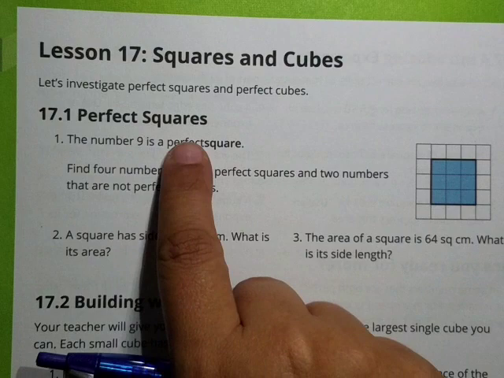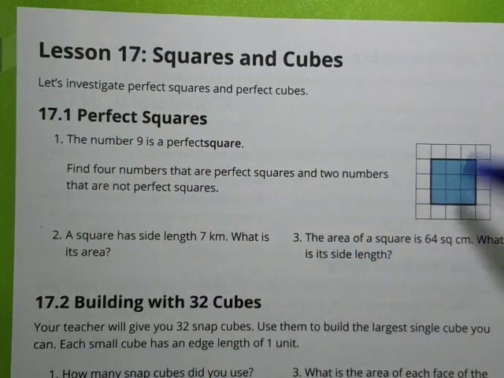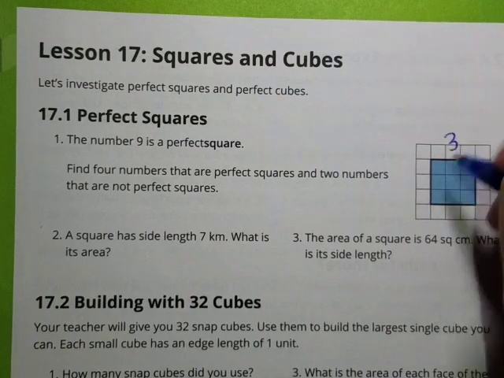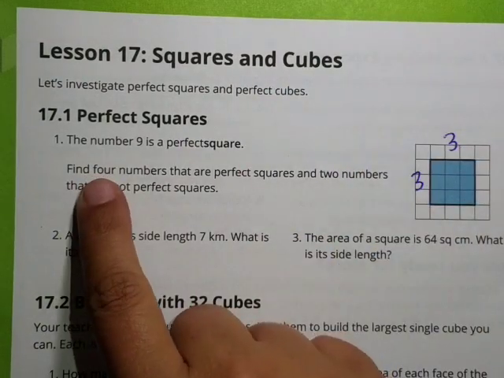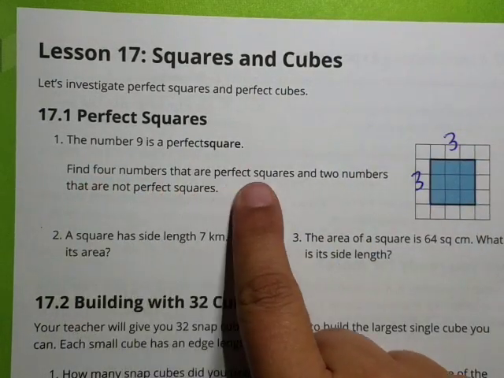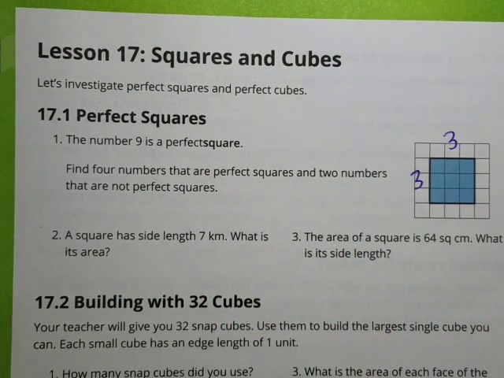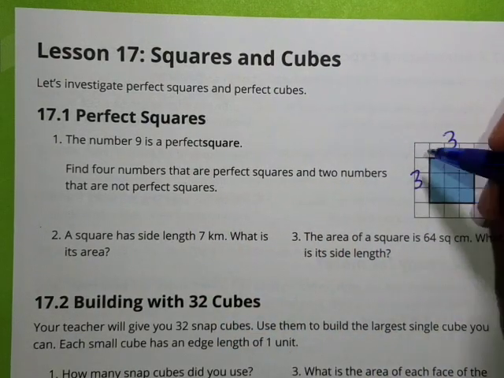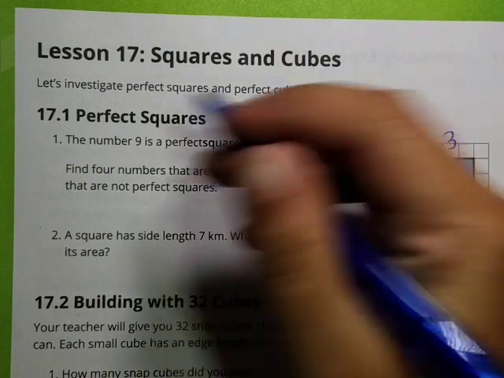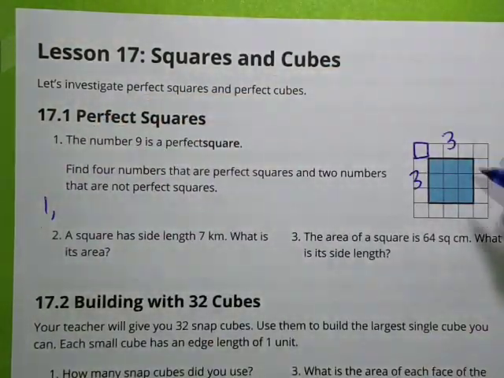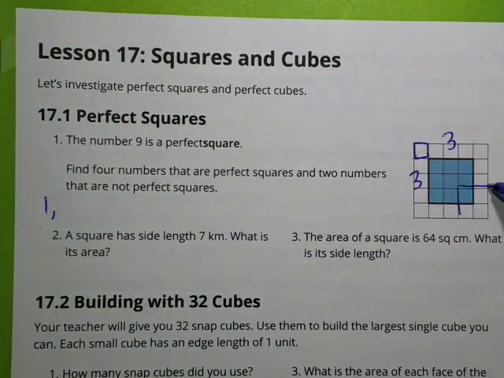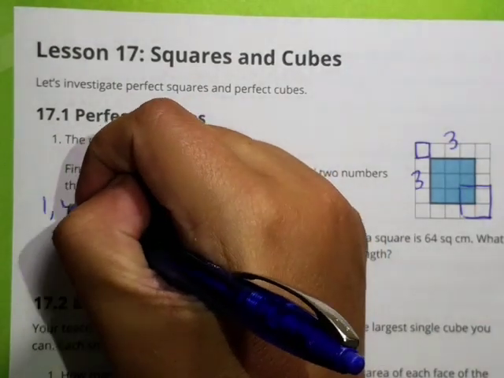The number 9 is a perfect square because we can create the area of 9 and we know that the sides are a 3 by 3. So now we need to name 4 other numbers that are also perfect squares and then 2 numbers that are not perfect squares. So if we want to make another square, we could do a 1 by 1. So 1 times 1 is 1. We could also do a 2 by 2, which is 4.